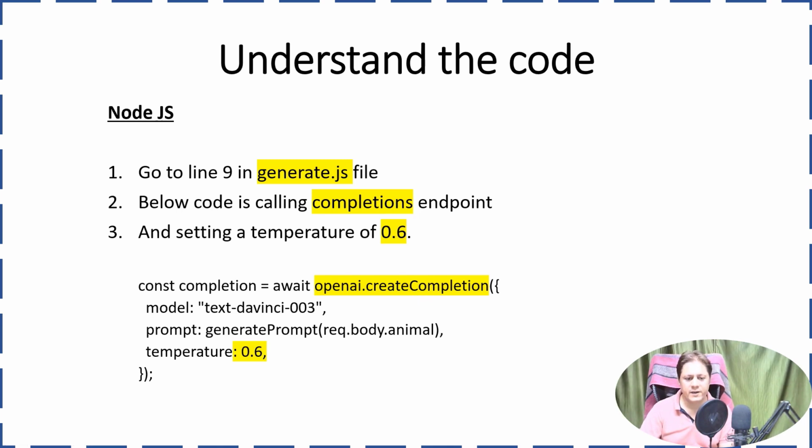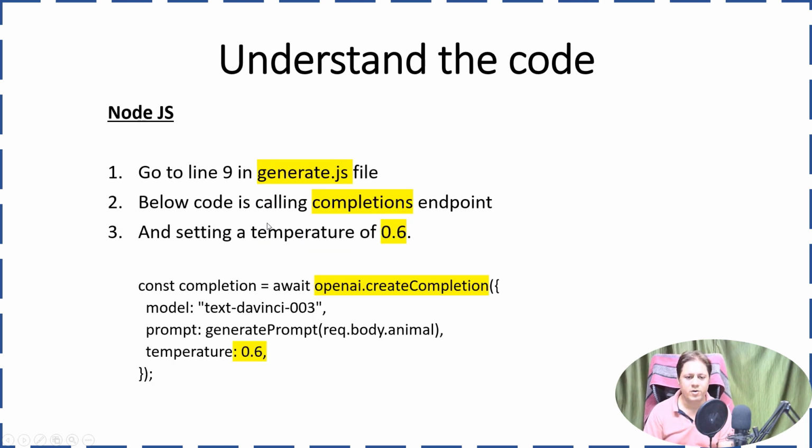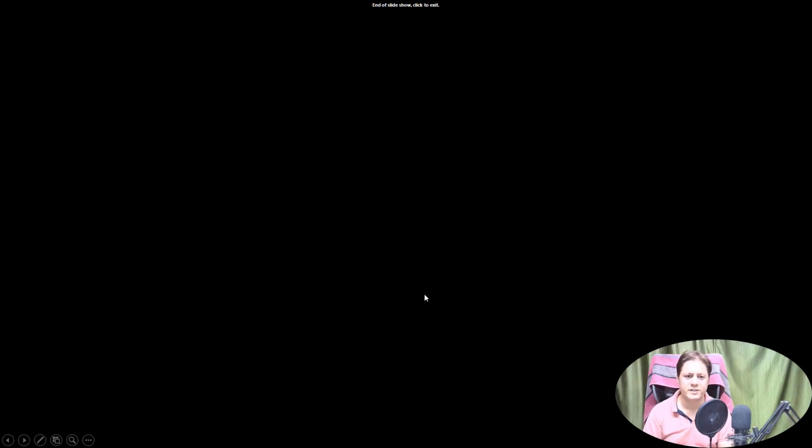So you can see what it has done is, while generating the prompt, it has called the generate prompt function, which I was showing you in the last slide. Here, this is the generate prompt function, and it generates the prompt and returns it to this prompt variable here, with a temperature of 0.6, and you are sending it to the OpenAI API so that you can get the response.